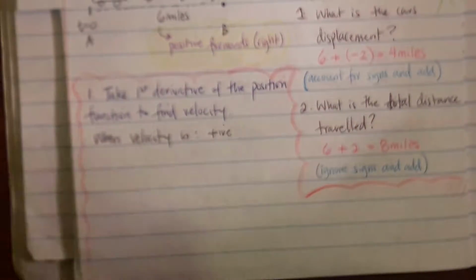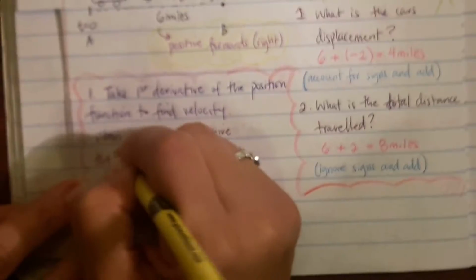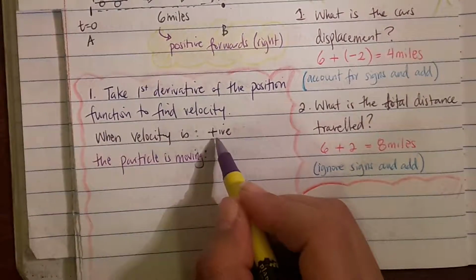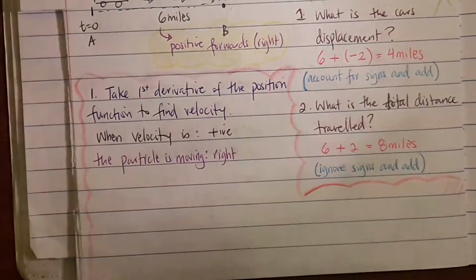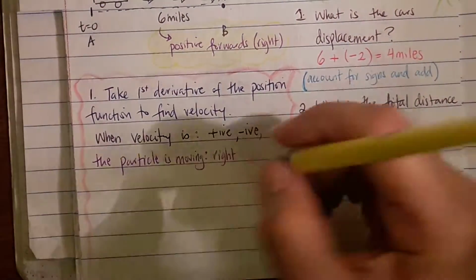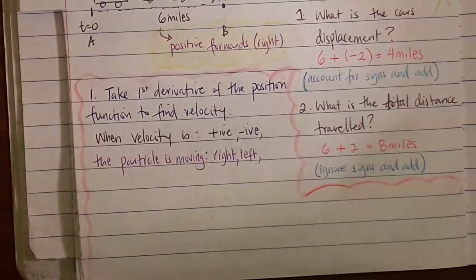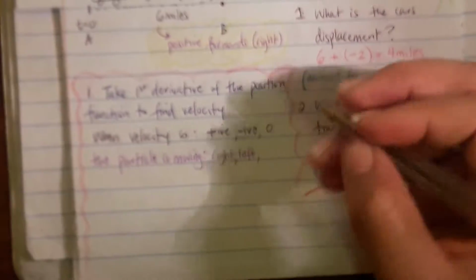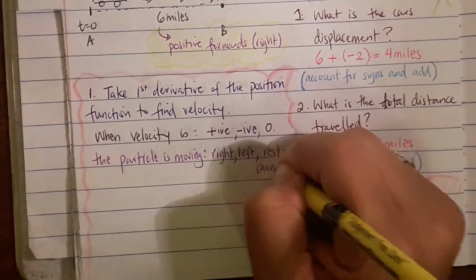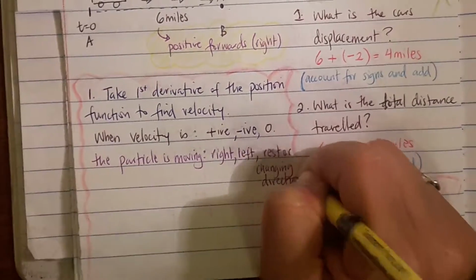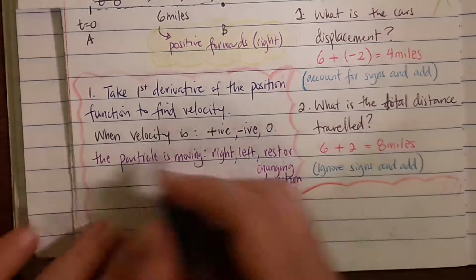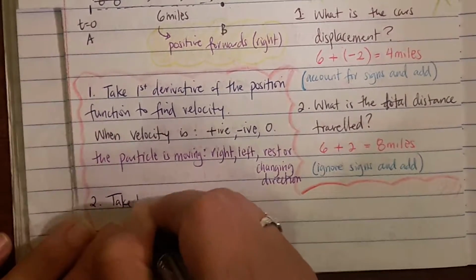When the velocity is positive, we just learned this, in our example above with a car, it's going to be moving to the right. When the velocity is negative, that means it's going backwards, it's going to be moving to the left. And when the velocity is 0, it's going to be at rest or it's changing direction. So in our example above with the car, it changed from going right to going left, from going forwards to going backwards. So very, very important to remember that, okay? When velocity is 0, it's at rest or changing direction.